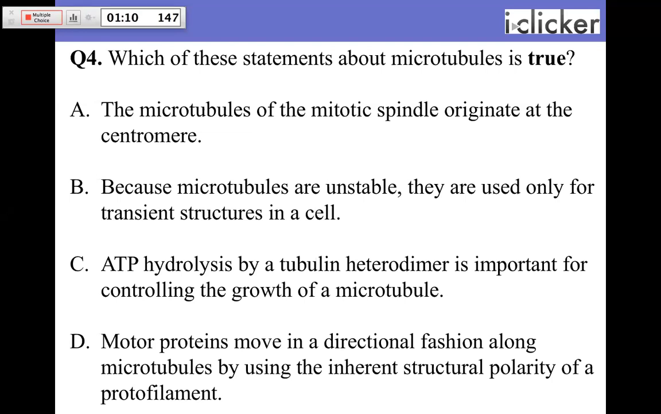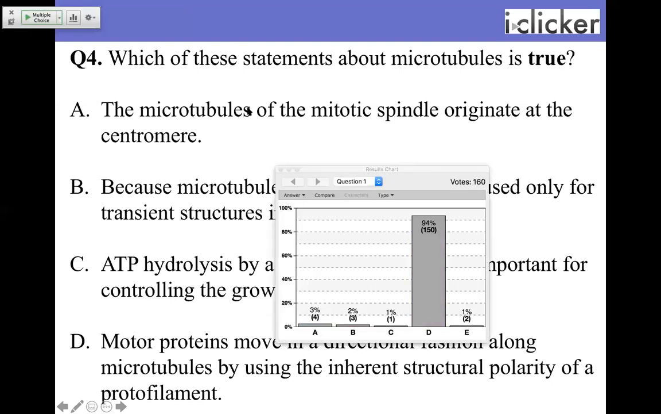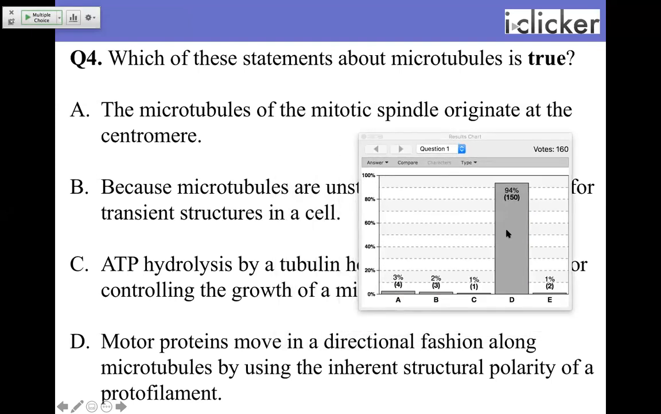How's everybody doing? So you're reading our four statements, and only one of them is correct. So think about what's wrong with the other statements. All right, let me close it up. Looks like the popular answer would be D, and D is the correct answer.